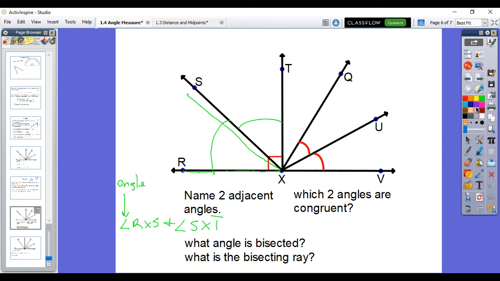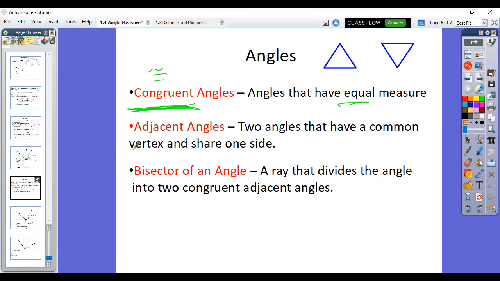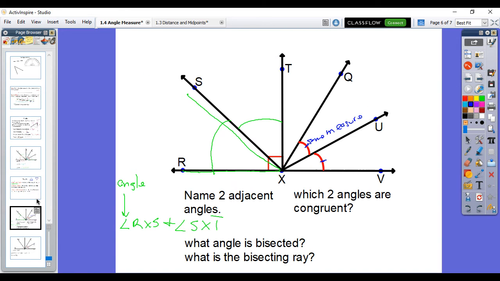So what we're doing right here is we're going to look at this picture. When they share the same little symbol, the same little curve, that means they're congruent. They're the same angle, the same measure. These two are the same to each other. And as it said up here, congruent angles have equal measure. So as we name them, since they have the same little mark, they are the same.